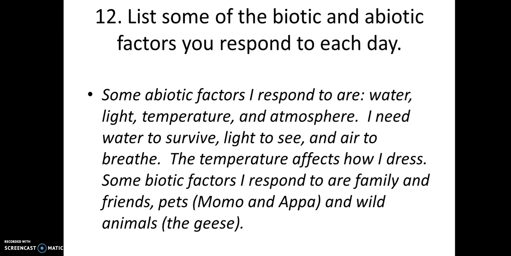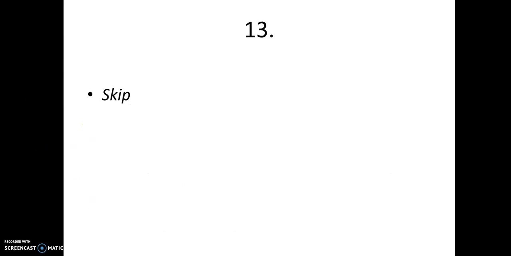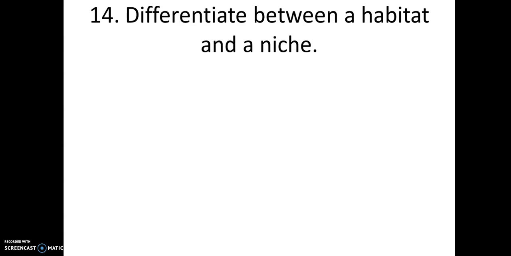Some biotic factors I respond to are family, friends, pets like Momo and Appa, especially when they're chewing my iPad cord, and wild animals, the geese that are just surrounding my apartment constantly, that they should leave, but they won't because they had kids. We're going to skip question 13.